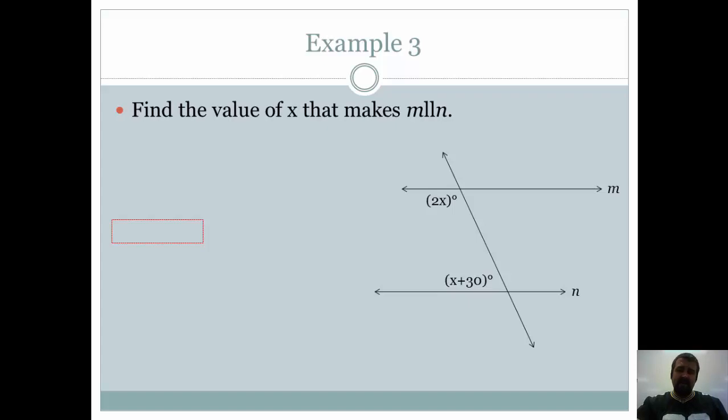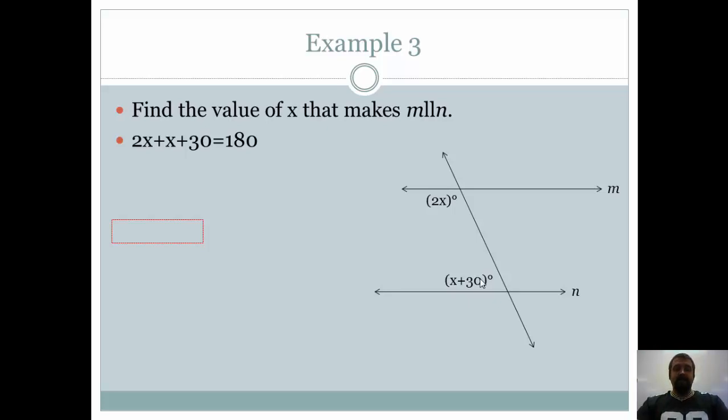In fact, if I look, based on size, they don't look like they have to be congruent. In fact, saying they're congruent happens only once out of basically an infinite number of times. So in this case, they're supplementary, which means they have to add up to 180. So I'm just going to say 2x plus 30 equals 180, because they're consecutive interior, which causes them to be supplementary, which causes them to add up to 180.